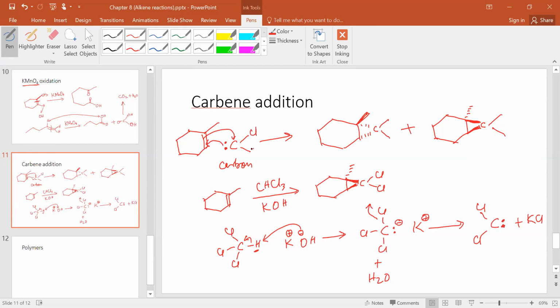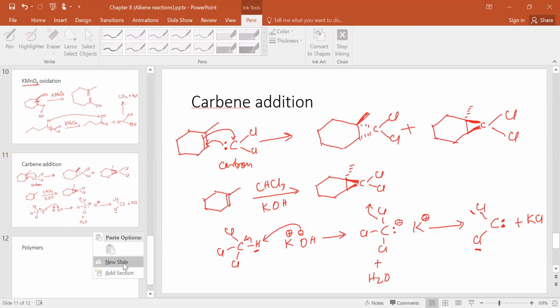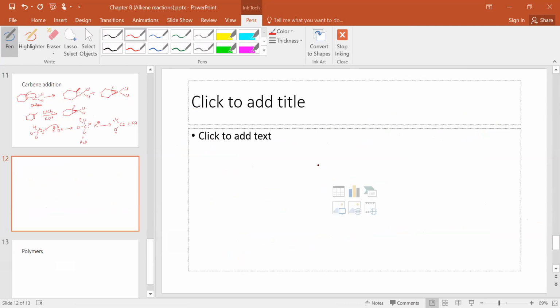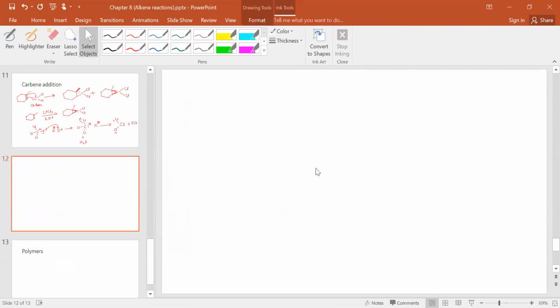Suppose here you have carbon. So here it has two chlorines attached. Okay, and then without chlorine, just the hydrogens will also be helpful. Okay.